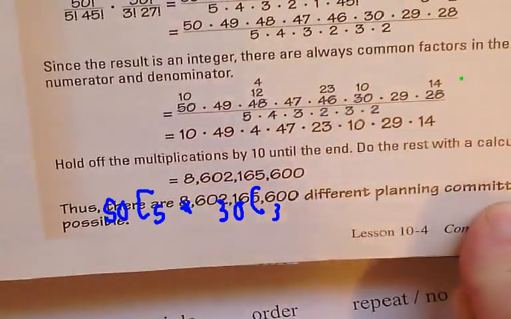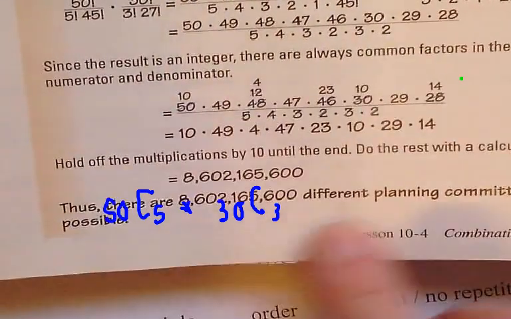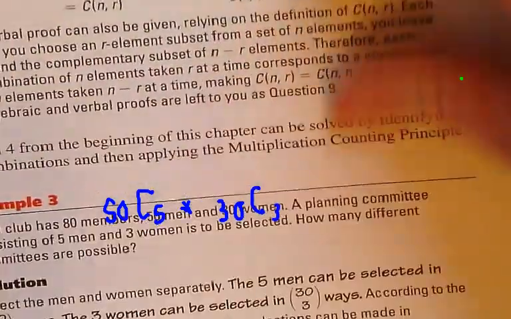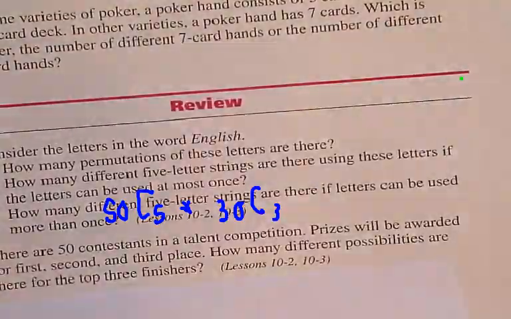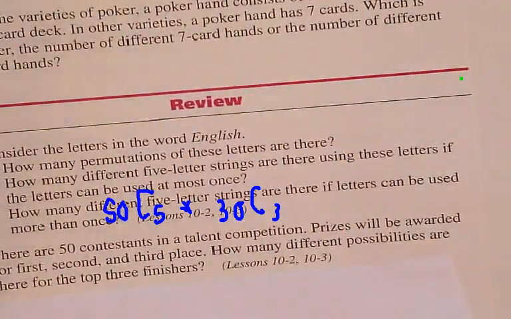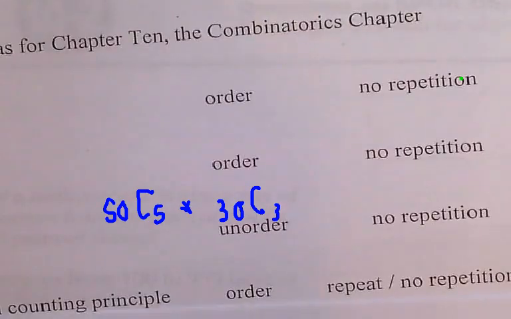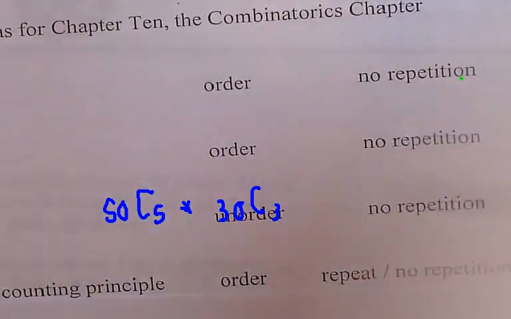Different committees that I could choose, right? Different committees. That's what we're dealing with. Whenever we're working with nCr, order is not important. Let's look at another one. Order is not important. So let me erase that.